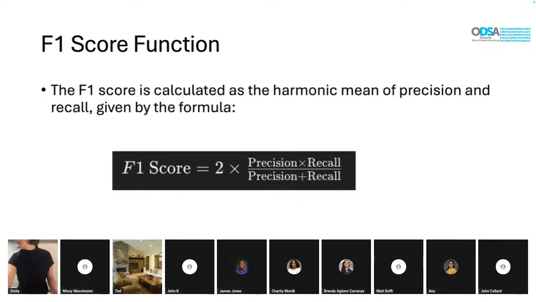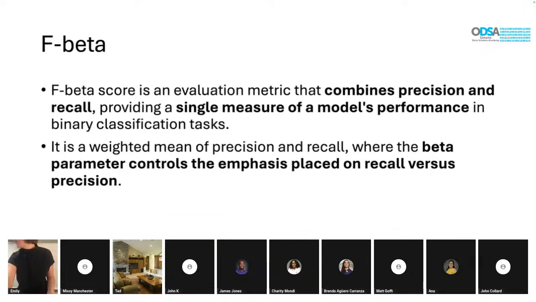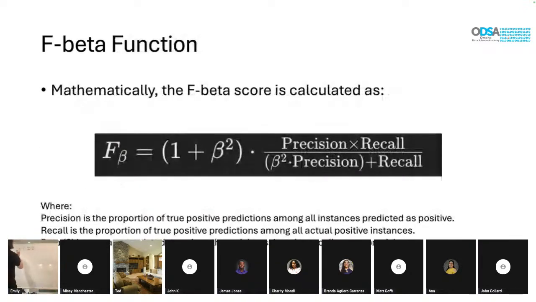And we said our beta score is equal to 1 plus beta squared times precision times recall, all over beta squared times precision plus recall.